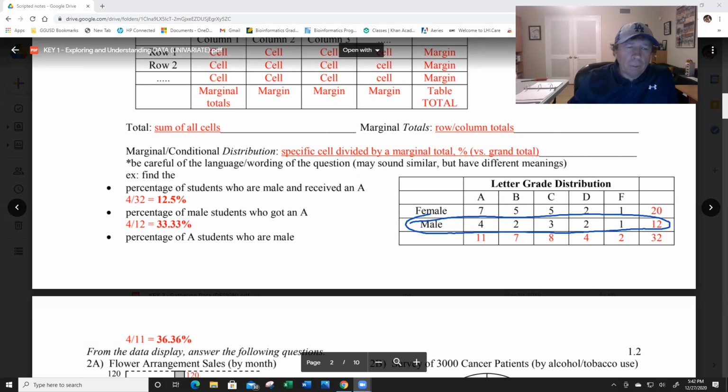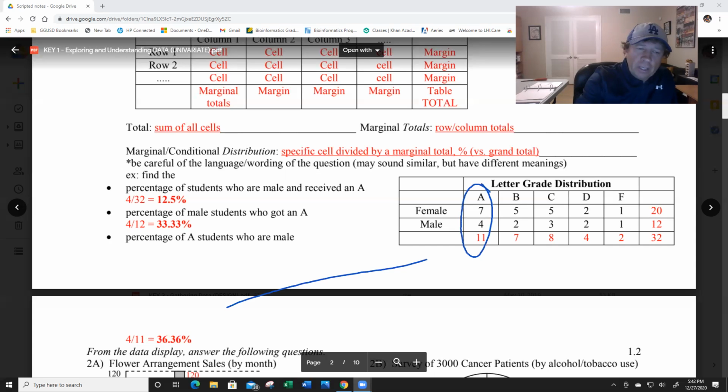And then the last one, percentage of A students who are male, okay? A students who are male, and that's going to be 4/11, as you can see there. Okay, not super hard, but they do come up. And there's more complex things that we do with these tables. This is all pretty simple, but sometimes it takes time to get the answer, even though it's easy. Sometimes it can be time consuming. All right.